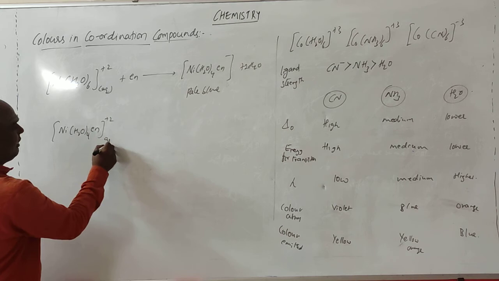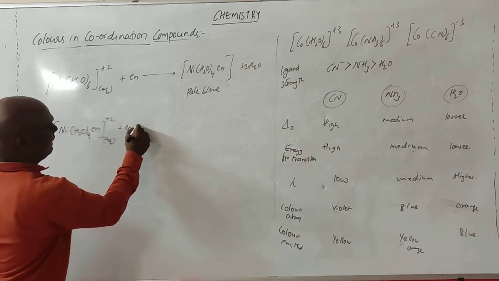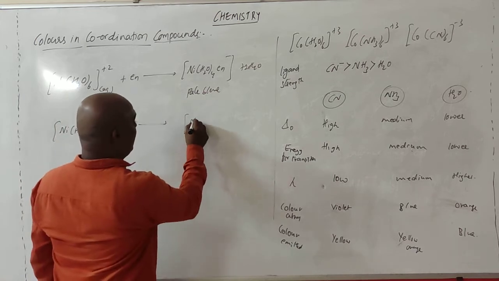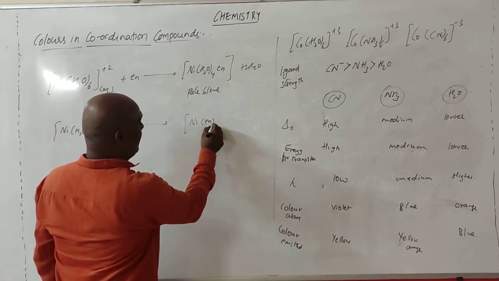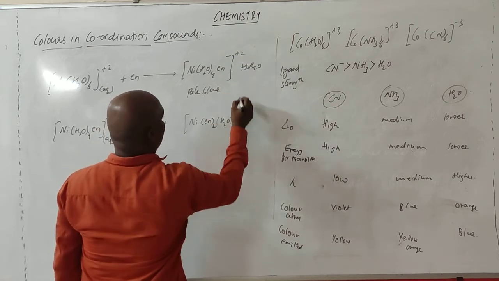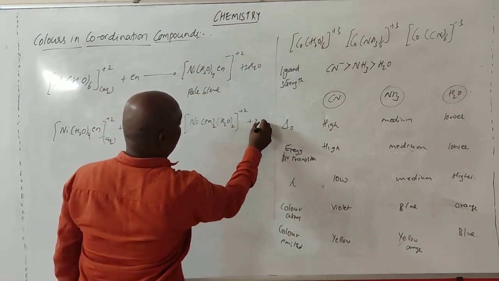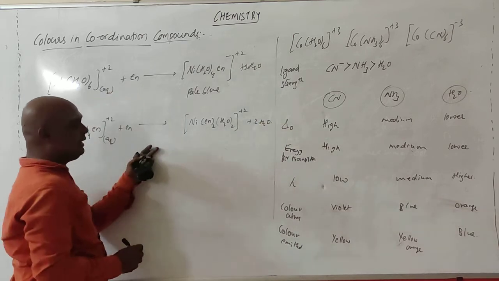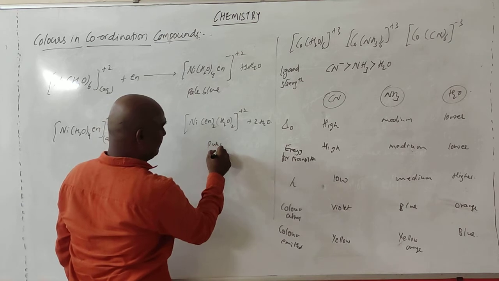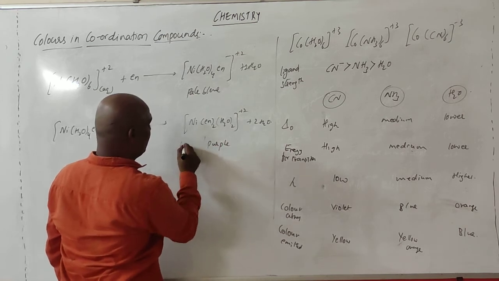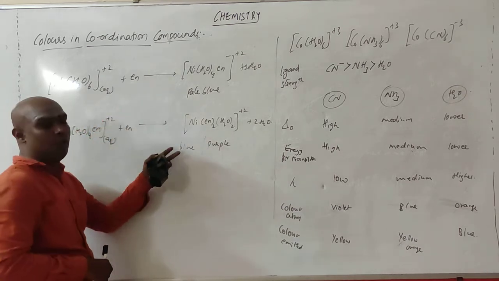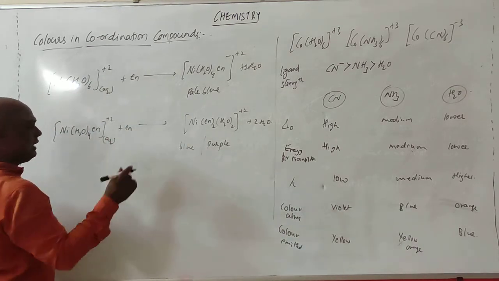This is aqueous condition, with ethylenediamine. So it forms [Ni(en)2(H2O)2]2+, nickel en taken twice, H2O taken twice. So something like this; you'll be able to work it out. This is purple in color, or sometimes thick blue. This is pale blue, this is blue or purple color based on the medium.